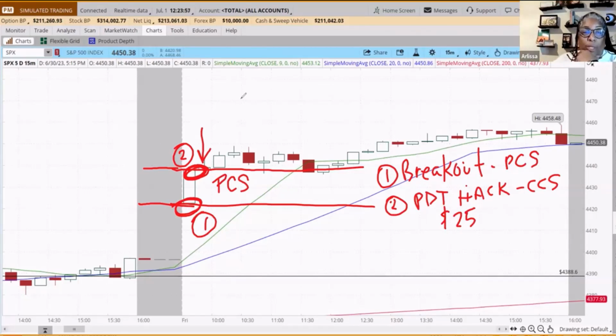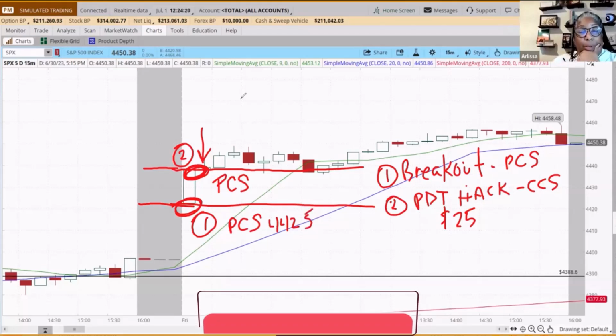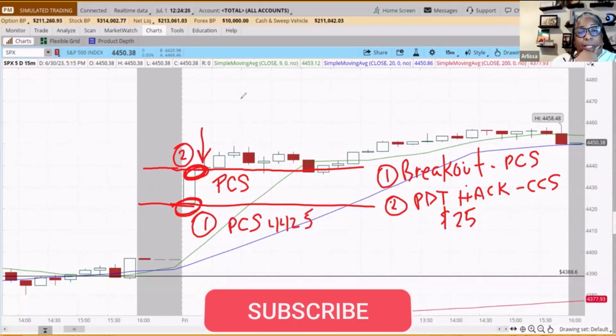I like the idea of going below the gap too, but if you're trading the breakout, this is a different strategy. So you're trading the breakout strategy, or your first entry could be down here at number one. It still would be a PCS, but you would do it at this price down here, which is what, 44.25 or something like that. And then let your CCS be above that. I could see it happening.